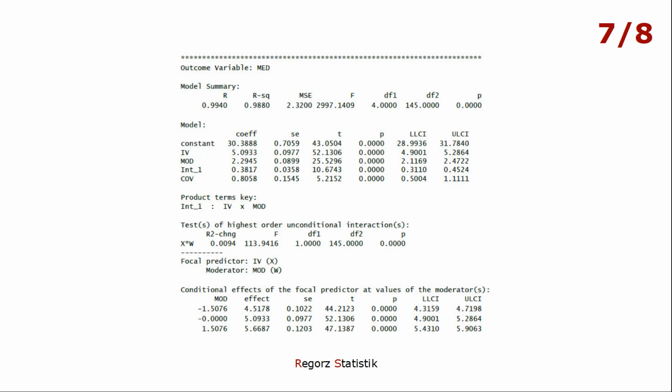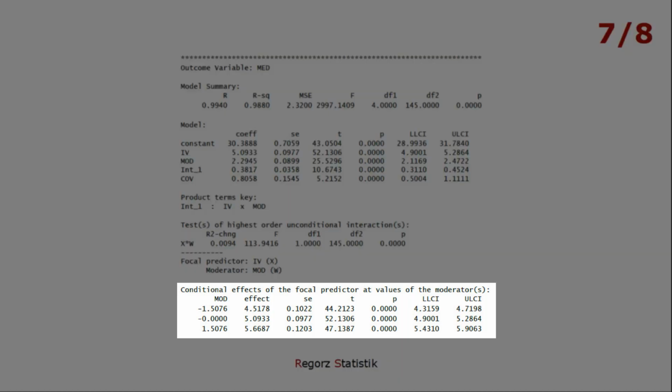And if we have a significant interaction, we get these simple slopes, that is conditional effects, for 3 different values of the moderator, -1 standard deviation, mean, and +1 standard deviation. We get the effect, that is the B, and whether it's significant or not. Please note that the mean of the moderator is 0 here. That is because we have used mean centering, and the mean of a mean-centered variable is 0.